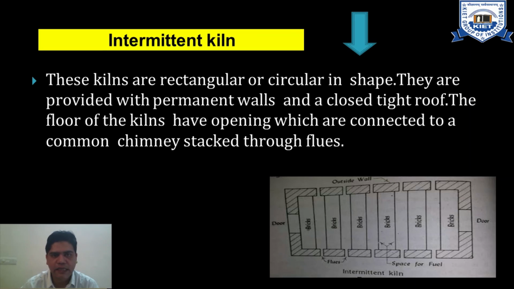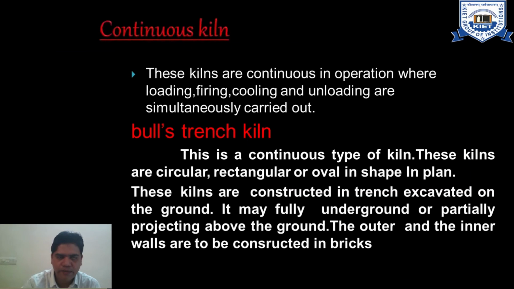Intermittent downdraft kiln. These kilns are rectangular or circular in shape. They are provided with permanent walls and a closed tight roof. The floor of the kiln has openings which are connected to a common chimney stack through the flues. Here you can see the plan of the intermittent kiln.